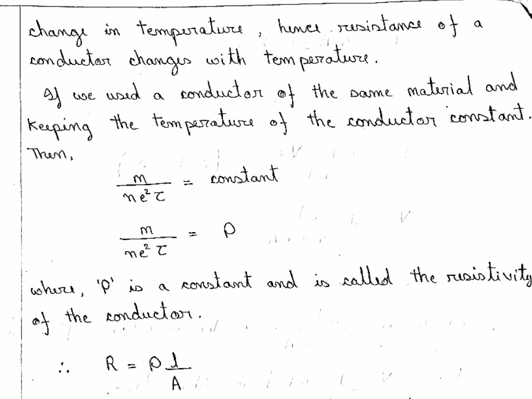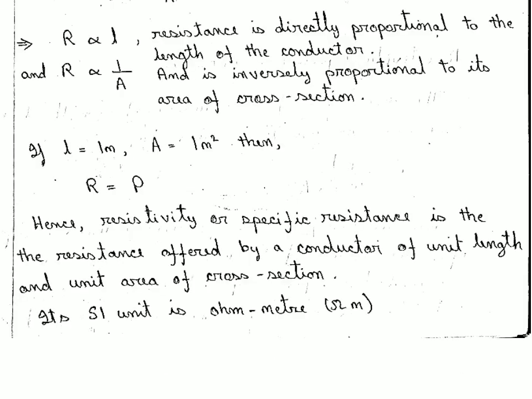Since R is equal to rho L divided by A, R will be directly proportional to the length of the conductor, and it will be inversely proportional to the area of its cross section. Hence, if you increase the length of the conductor, the resistance increases. And if you increase the thickness of the conductor, which means increasing the area of cross section, the resistance decreases.